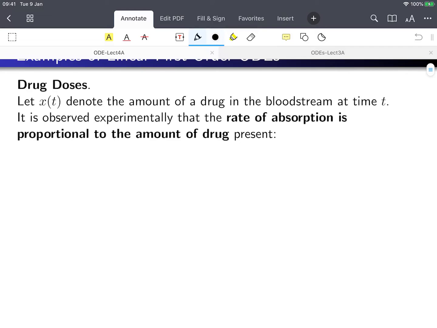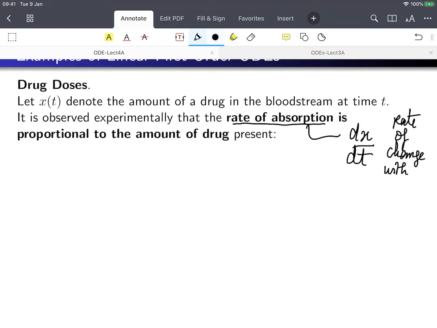Rate of absorption, that's going to be dx dt. Yeah, rate of change with time. That's what a derivative tracks: how much the quantity is changing with respect to the other variable. So you're told that it's proportional to the amount of drug present at time t. Amount of drug, that's x of t.